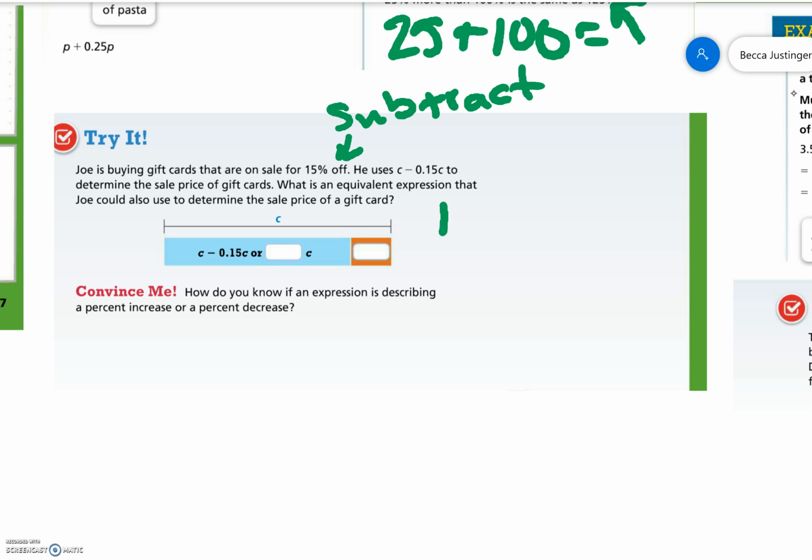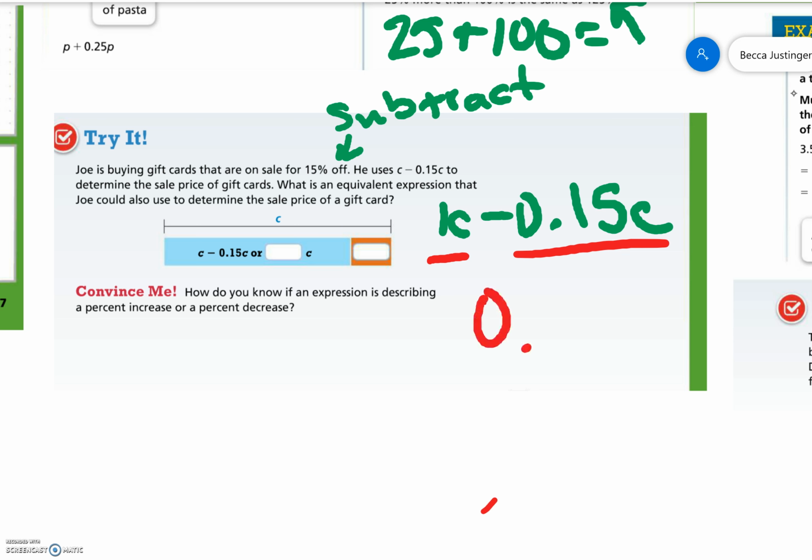Well, if that's C, that's like 1C minus 0.15C. These are like terms. So I combine them. 1C minus 0.15C is equal to 0.85C. And that's what's going to go in this little box, 0.85. That's when we take off the 0.15.